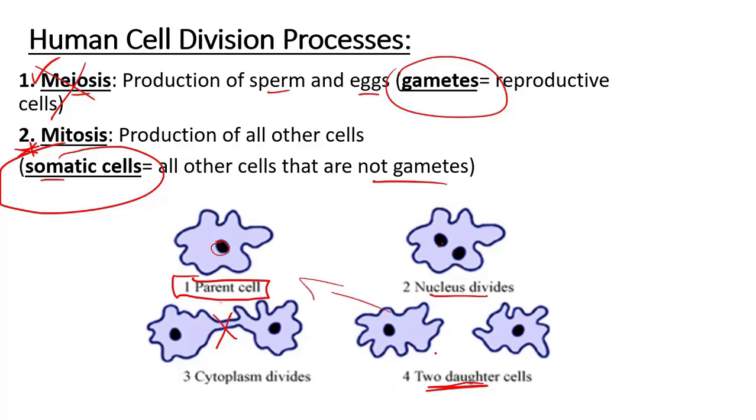Each of the two new daughter cells is going to have exactly the same chromosomes and the same number as the original cell. And this is what makes mitosis different from meiosis. In meiosis, you have genetic variation, which is why children don't look identical to their parents, because the sperm and eggs have variations from each other. Whereas in mitosis, all the cells need to be identical.